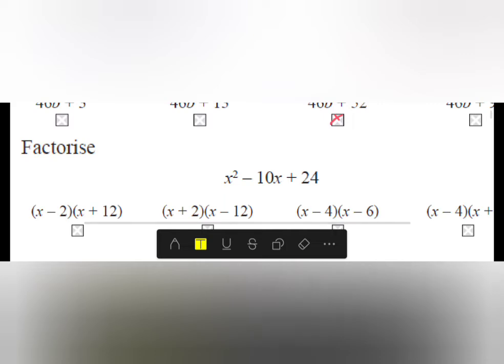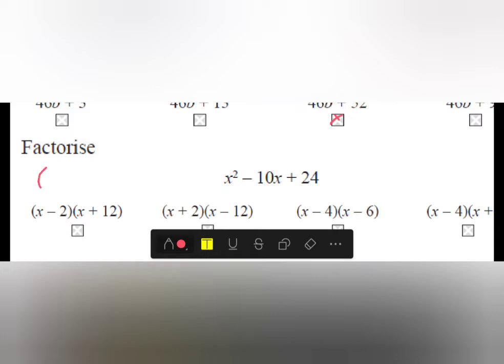Now we're going to use the space up here. When we factorize quadratic expressions, we said we use the double bracket method. Very good. Now the double bracket method means we make two brackets like these. And the x means what? Very good. X times x.